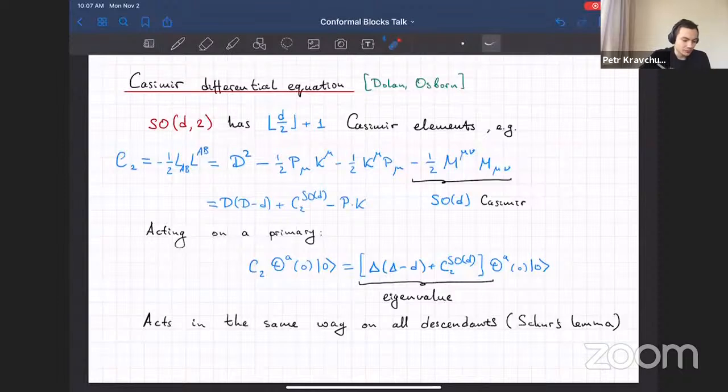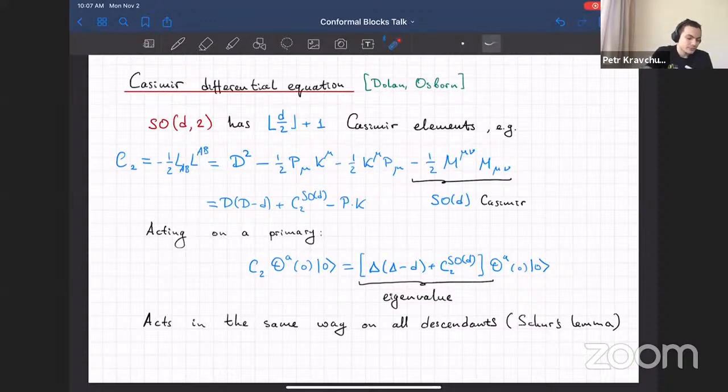Now the first really powerful way of computing conformal blocks is based on the so-called Casimir differential equation, which was introduced by Dolan and Osborn. It is based on the observation that the conformal algebra is SO(d,2), a semi-simple algebra, and such algebras have Casimir elements. They have elements which generate the center of the universal enveloping algebra.